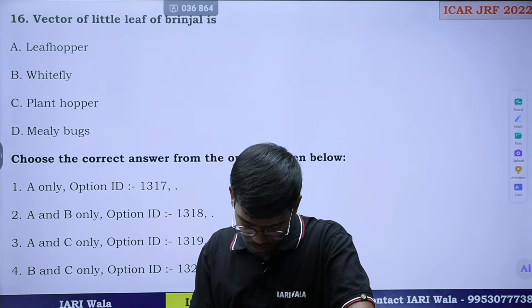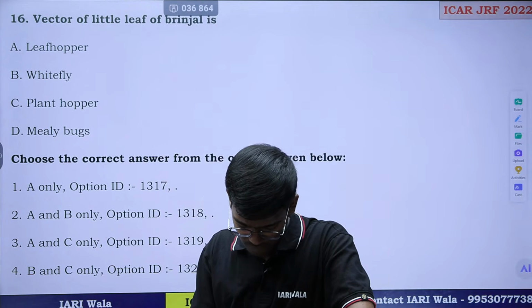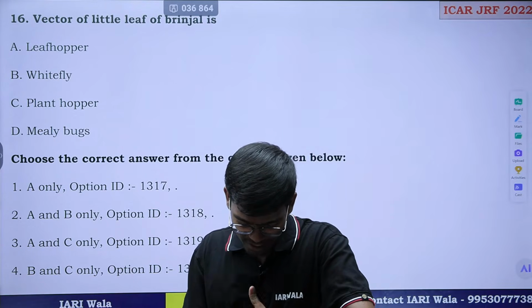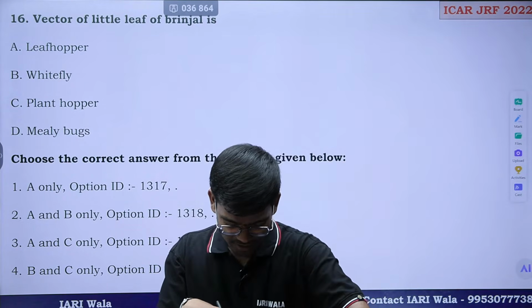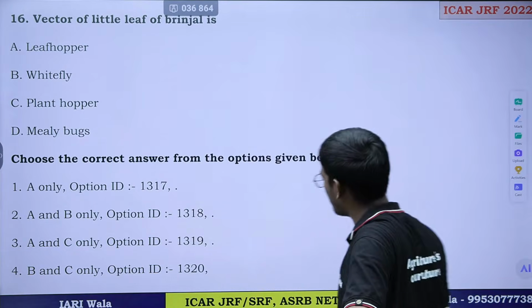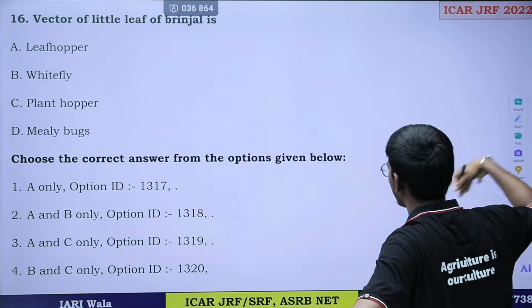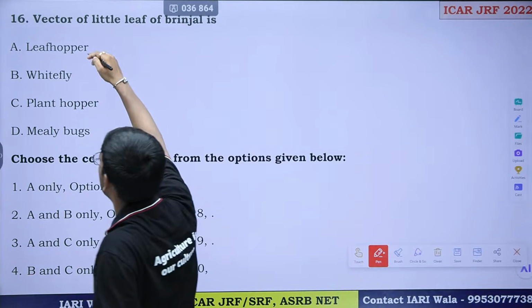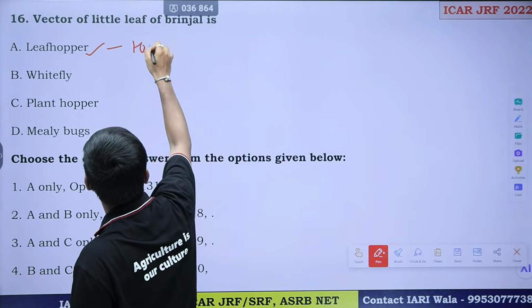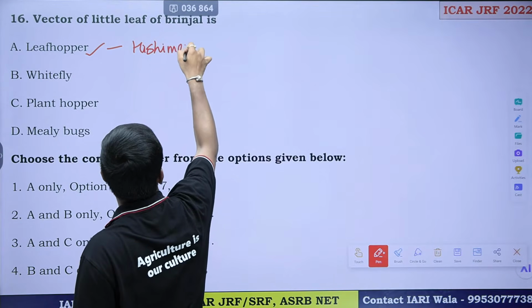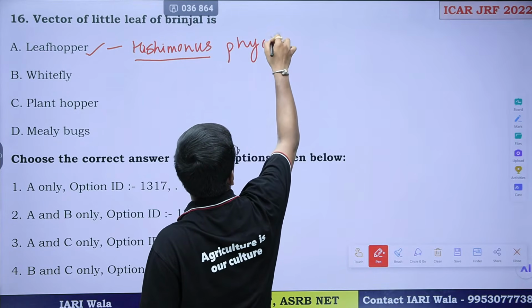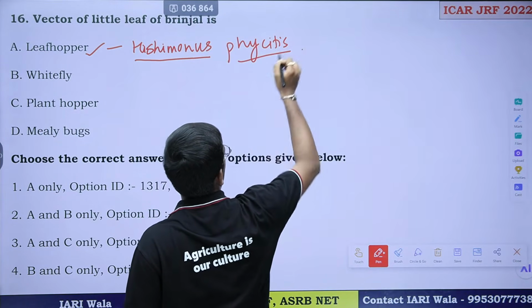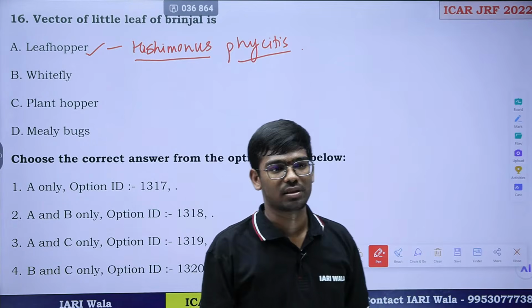Now many students are responding. Rahul Nandi, Chaya, Dev Patel, Mahendra, Preeti Yadav. Rahul Nandi, one time I read the message, again no need. It's one. Sam also kept one. Little leaf of brinjal is transmitted by leafhopper, and the scientific name is Hishimonus phycitis. Okay.